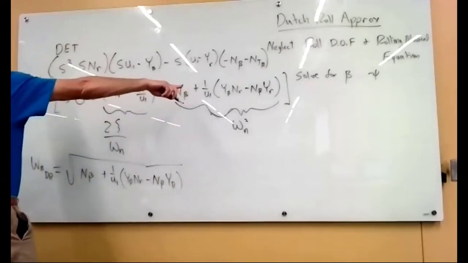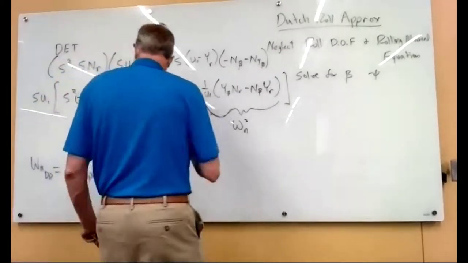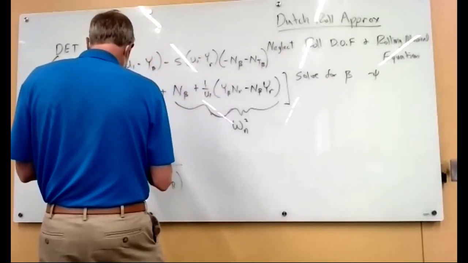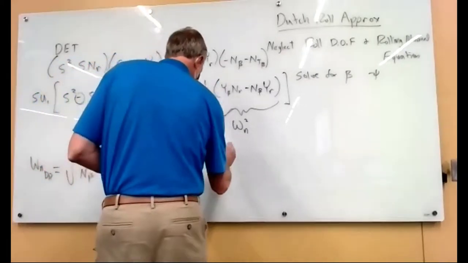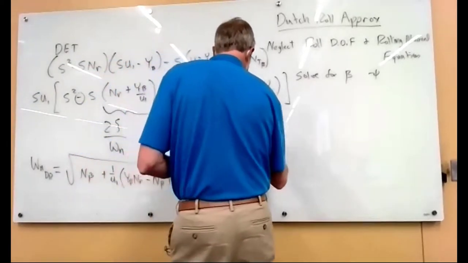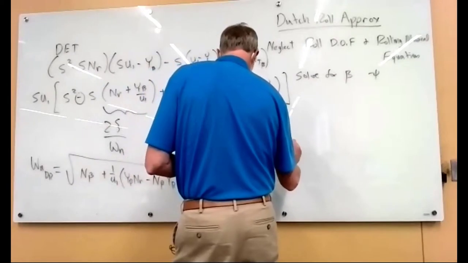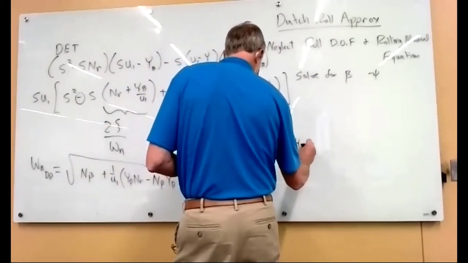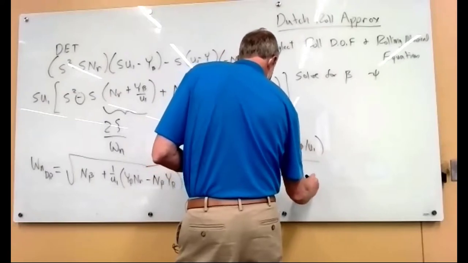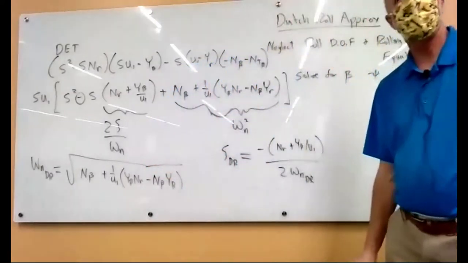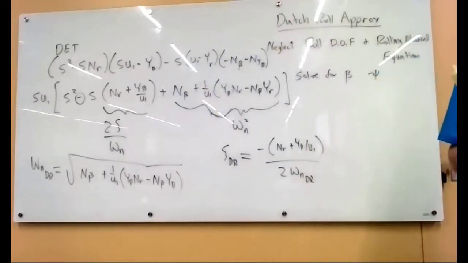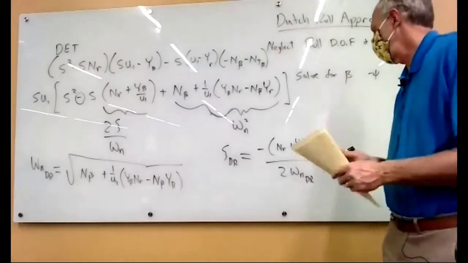Right, so that's that thing square rooted, and then this thing is twice the damping ratio divided by the natural frequency. So the damping ratio is that thing in the numerator, divided by 2. So that's the Dutch roll approximation. It's not quite as neat as a short period approximation, but it works.